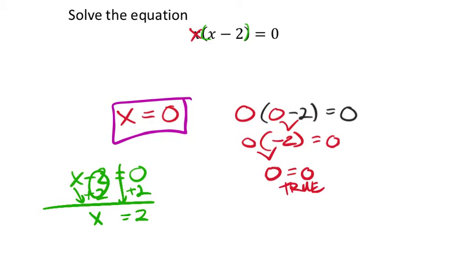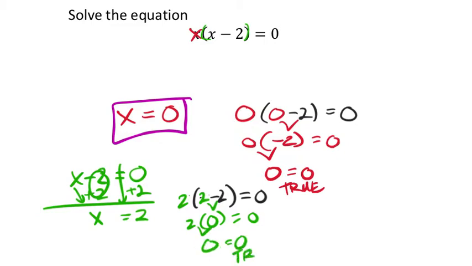Well, the original equation was x times x minus 2, and it should be equal to 0, right? But now we're going to replace both x's with positive 2. Okay, so 2 times 2 minus 2 is 0. This should equal 0. 2 times 0 is 0, which does equal 0. That's true. And now I know I have, in fact, found another solution. So we get 2 solutions on this, 0 and 2. And we checked them. Both of them are solutions.